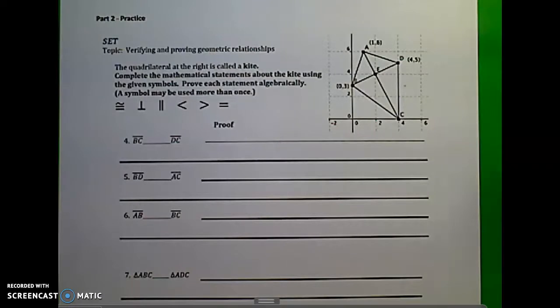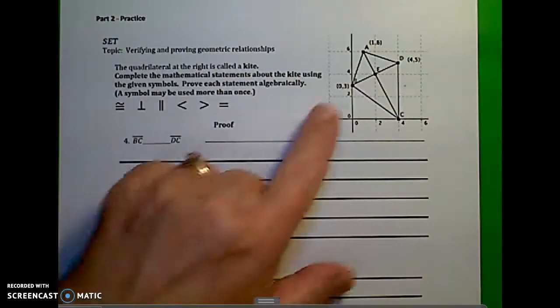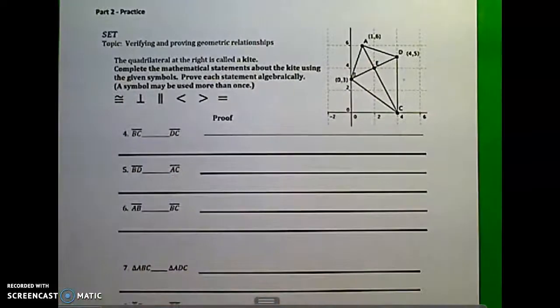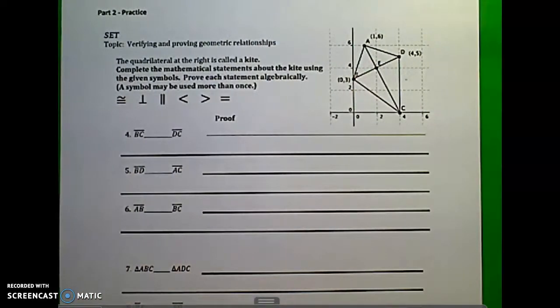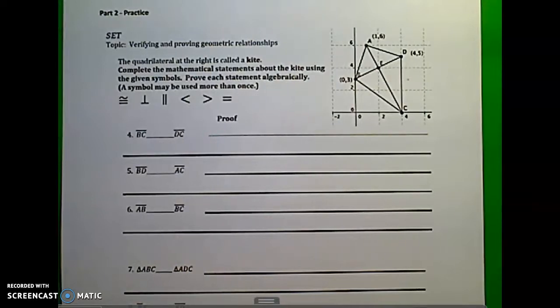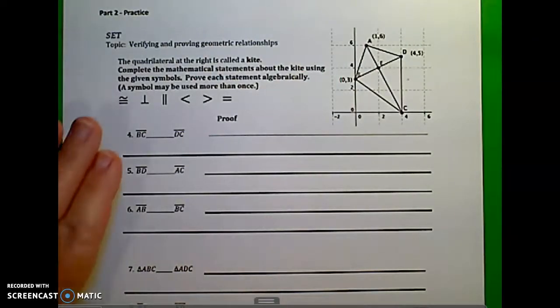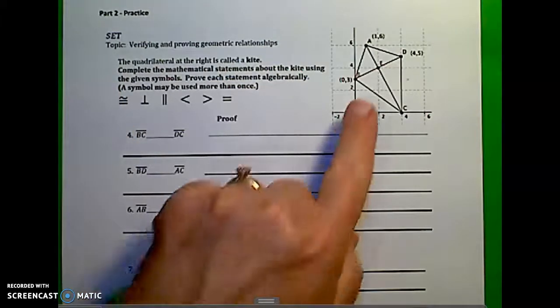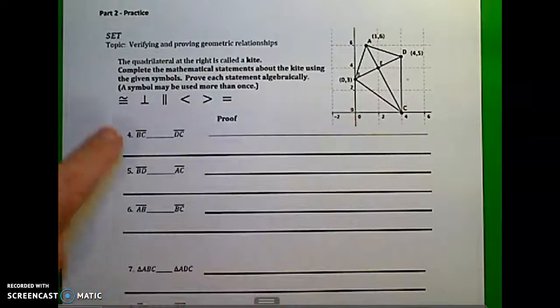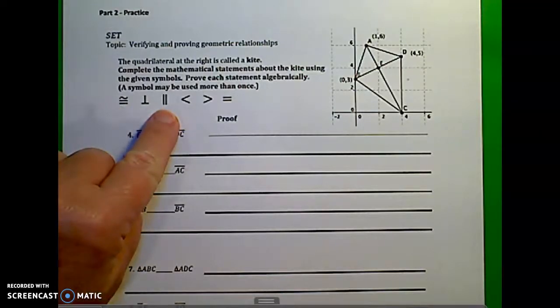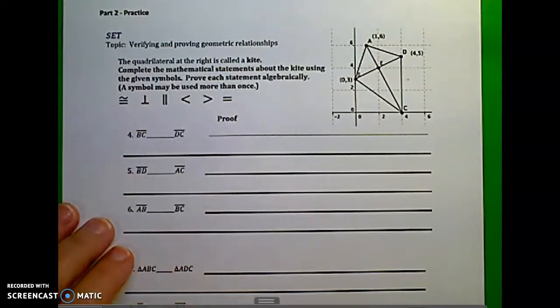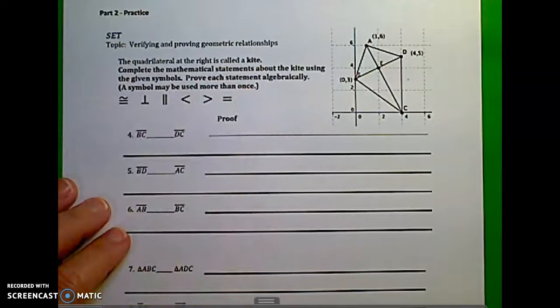So here on the next page, I'm going to practice a little bit. This is a kite, so we're going to use what we learned last week and the week before about slope and parallel and perpendicular lines and congruent segments, to make statements about the segments in this kite. We're going to complete the mathematical statements here with a mathematical symbol that relates these. They'll either be congruent segments or triangles, as the case may be, perpendicular, parallel, less than, greater than, or equal to. And we're going to prove each statement algebraically.